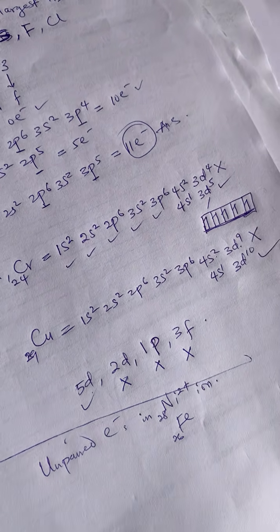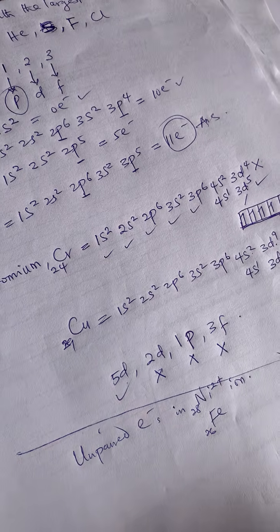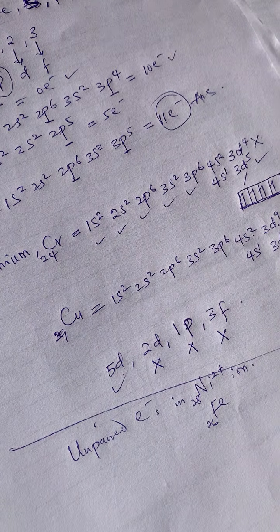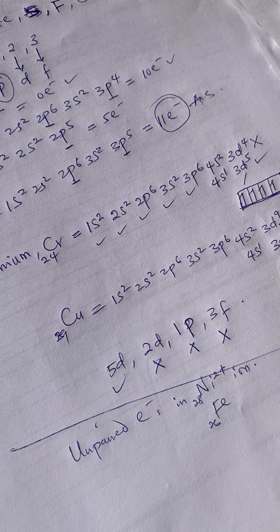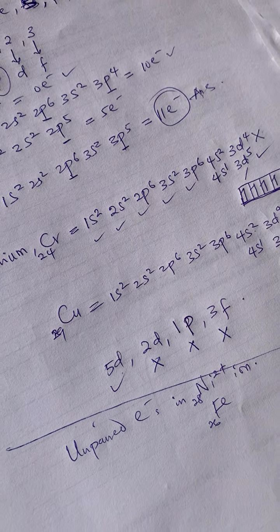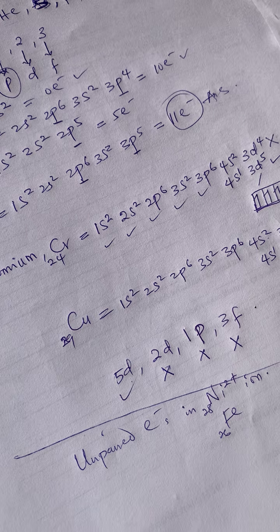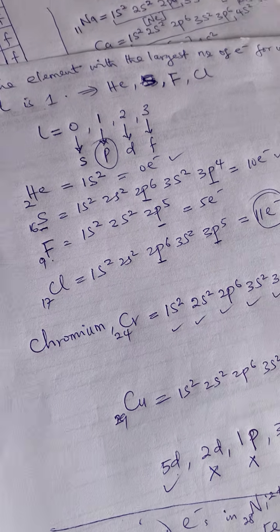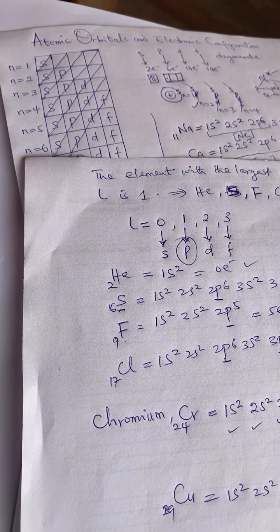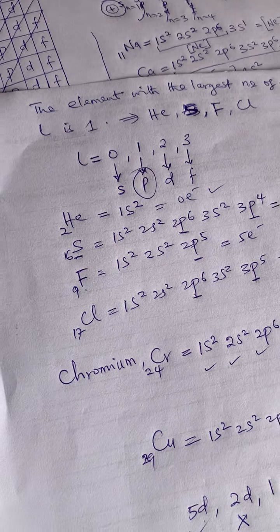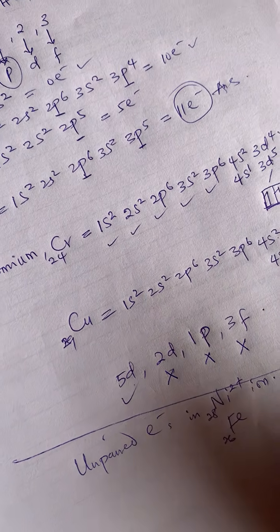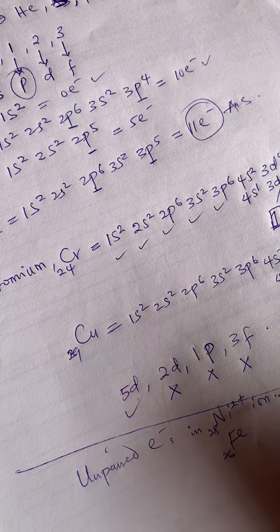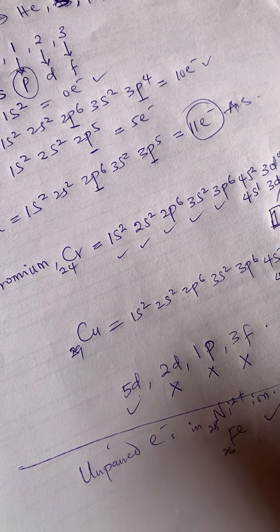All right. Then also we can have a situation where you are asked to calculate the number of unpaired electrons. One of the questions that can arise from these atomic orbitals and electronic configuration is to estimate the number of unpaired electrons. So let us see 2 questions, the number of unpaired electrons in an ion.